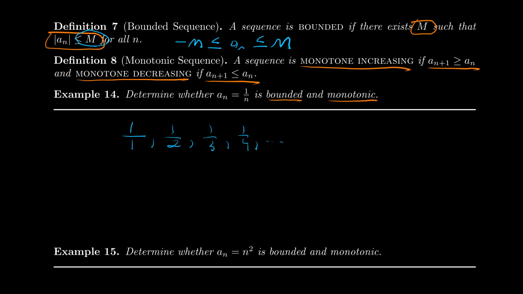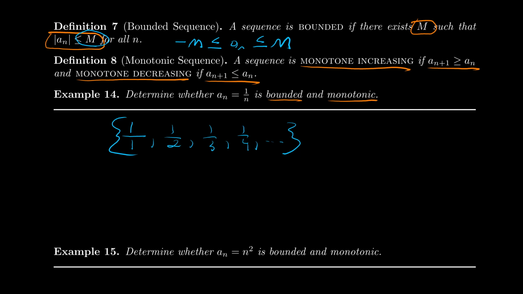None of these terms are ever going to be bigger than 32,000, nor are they ever going to be smaller than negative 32,000. I'm not saying anything about m being the least upper bound or the greatest lower bound. We don't care about that. It's just, is there a number? Yeah, 30,000. In this case, the actual number is 1. Every number in this sequence is between plus or minus 1.